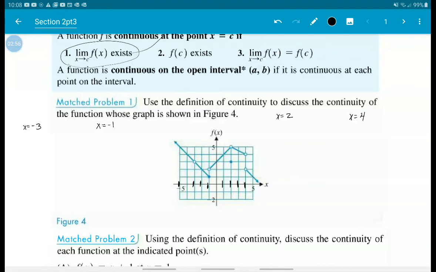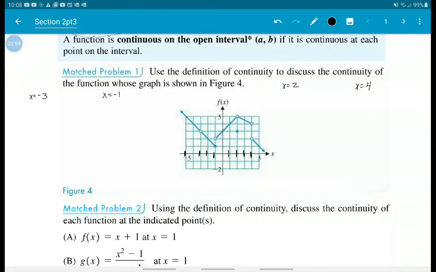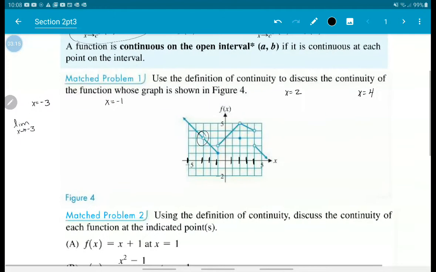So let's look at this definition of continuity here. If we look at x equals -3, to test the definition of continuity, we first have to look at the limit as x approaches -3. So there's our first piece. Does the limit exist at -3 for this function? And the answer is yes. That limit ends up being 3. The left hand limit's 3, the right hand limit's 3, so the limit at -3 is defined to be 3.